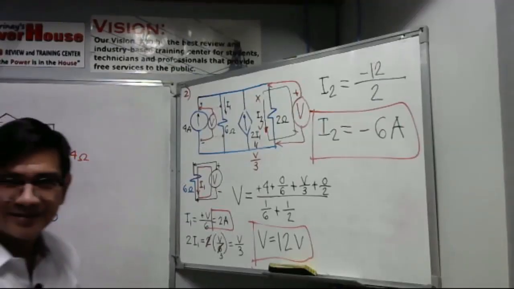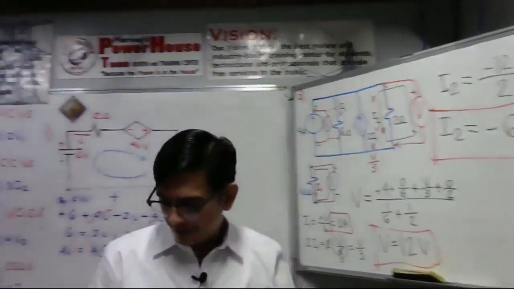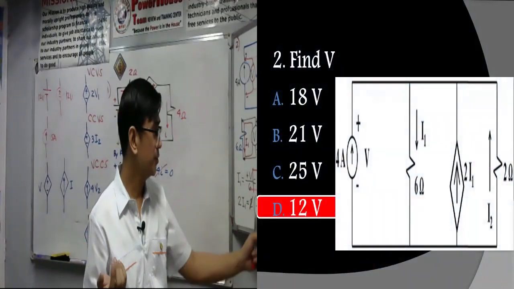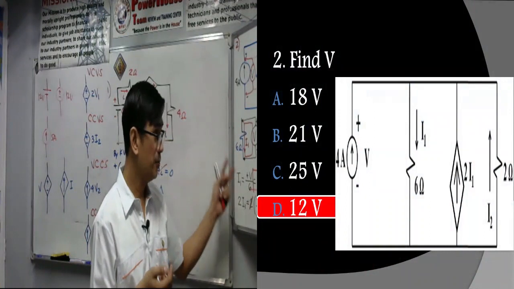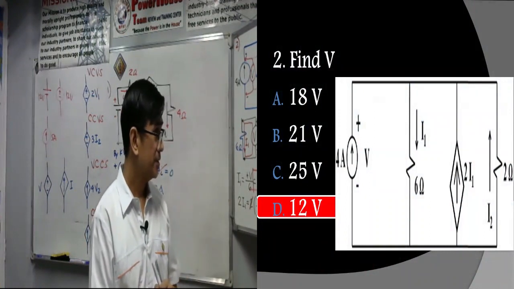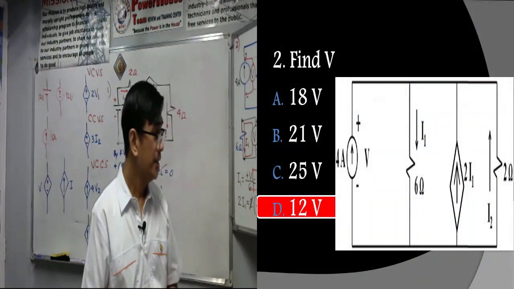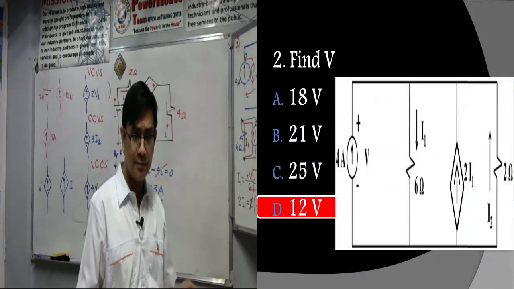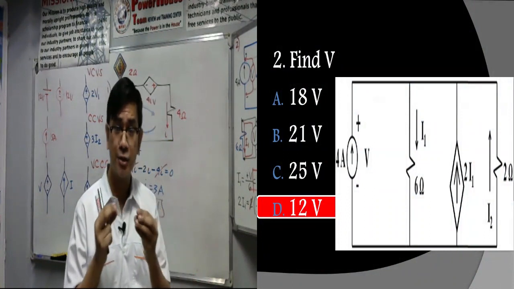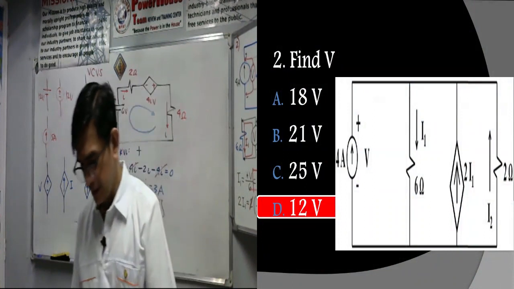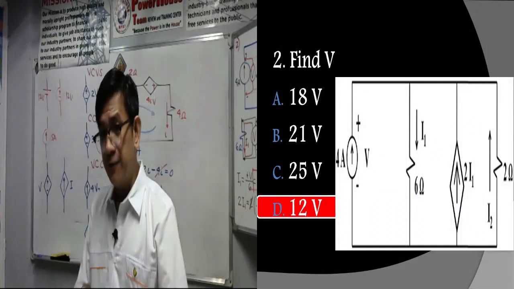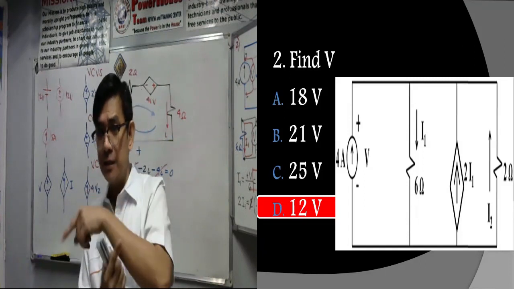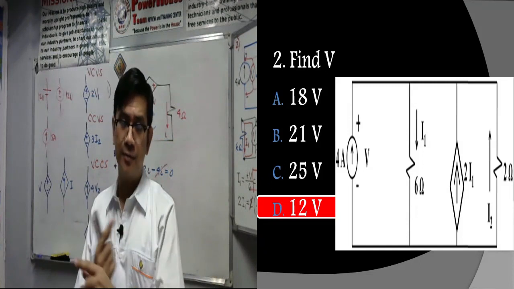So, next problem, partner. We are already finished, no? We already showed the 12 volts. I just calculated I1 and I2. Always remember, if the answer is negative, meaning the assumed direction is incorrect. Then for the voltage, if you have a negative voltage, you have to reverse the polarity of the two terminals of the voltmeter.